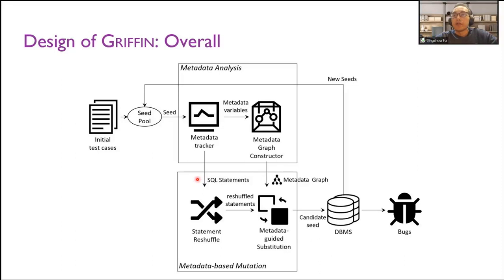First, Griffin tracks the metadata of existing test cases' statements as they are executed. Based on the metadata, Griffin constructs the metadata graph to describe the dependencies of metadata and statements. Second, Griffin reshuffles statements from the existing test cases, and then reconstructs the metadata graph by substituting the metadata nodes to correct semantic errors.